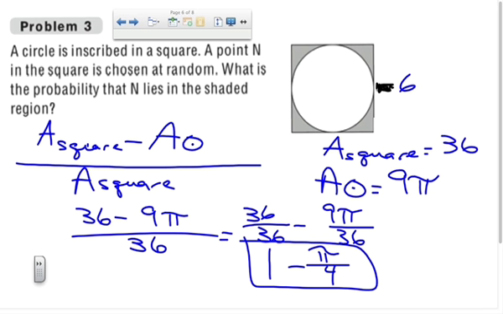Yes, ma'am. Remember, if the length of the side is 6, does it make sense that the radius of the circle will be 3, and then we square that radius? Yes, ma'am. Why did you put it over 36? Because we're finding the probability that a point will be in the shaded region. Got from this screen what we need?